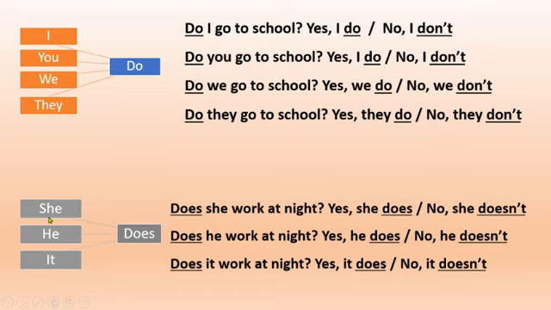And third person: does she work at night? Yes, she does. No, she doesn't. Does he work at night? Yes, he does. No, he doesn't. And does it work at night? Yes, it does. And no, it doesn't. Now, you have to be careful that if you ask with do, you answer with do. And you have to answer with the subject that you are talking about.